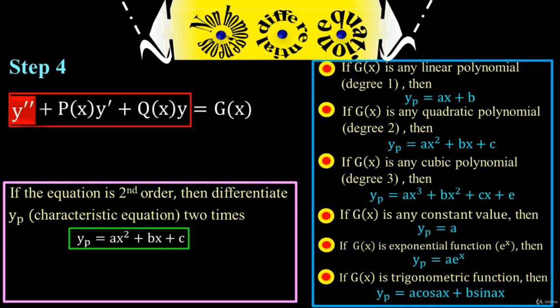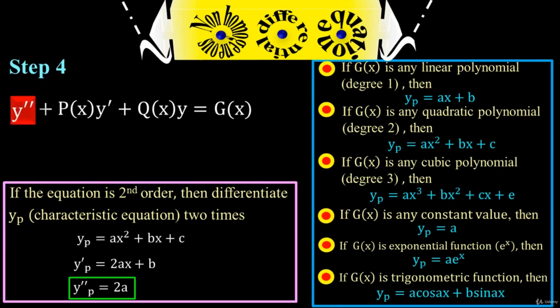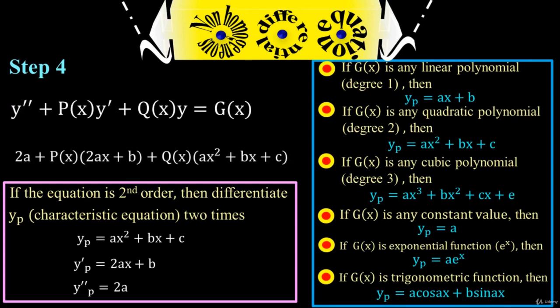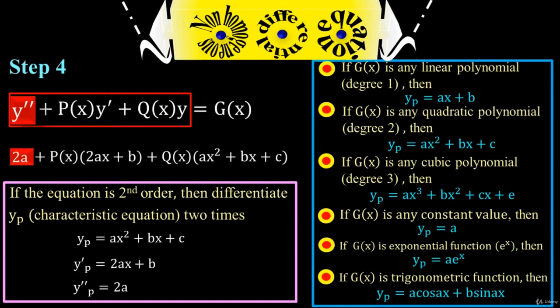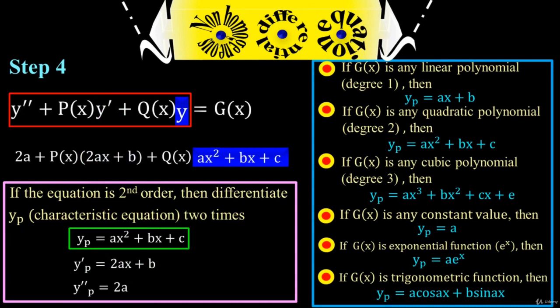So let's differentiate y sub p. Y sub p prime equals 2ax plus b. Differentiate y prime now, which is y sub p double prime equals 2a. I'm going to stop here because the maximum derivative term is y double prime. Now substitute the values of the characteristic equation for the left side. For y double prime, put the value of 2a. And for y prime, put the value 2ax plus b. And for y, substitute the value ax squared plus bx plus c.